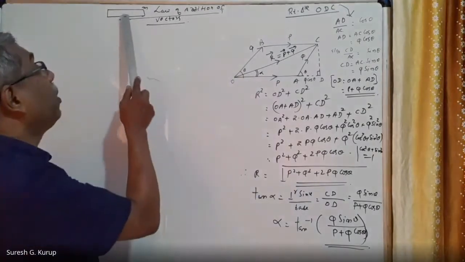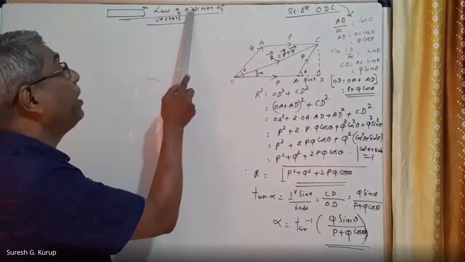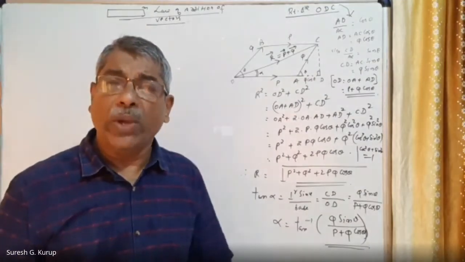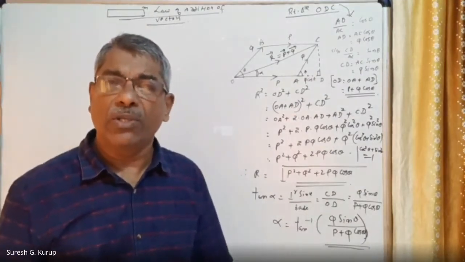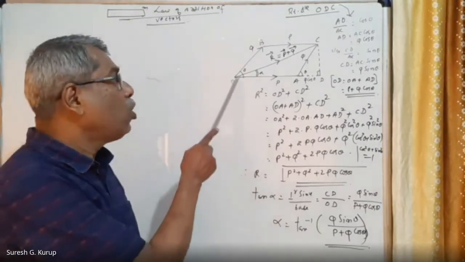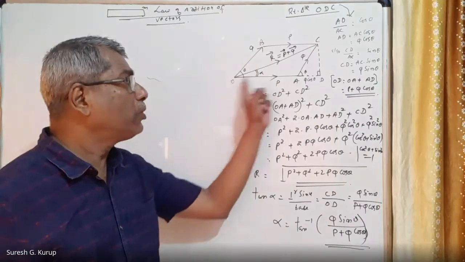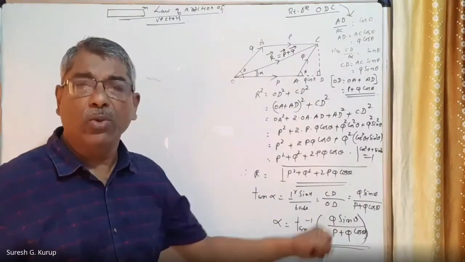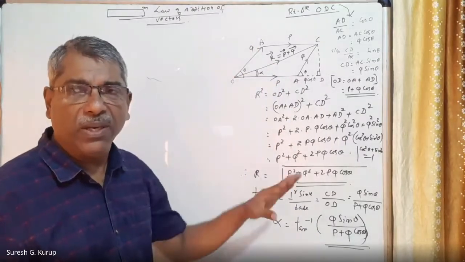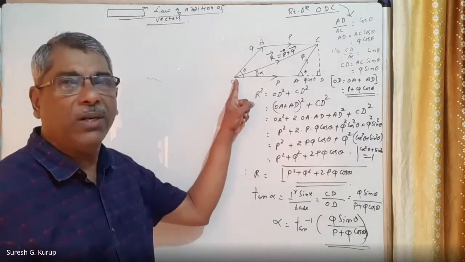It is written here: parallelogram law of addition of vectors. So how can this be understood? When two vectors are acting on a body, for example two forces, suppose that on a plane surface an object is placed at O, and it is tied to two ropes. One is along this direction, the other along this direction. Two people are pulling it with two forces, P and Q. These two forces are applied on the object at O.